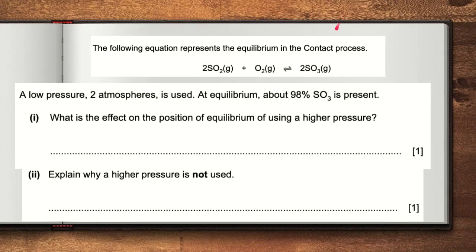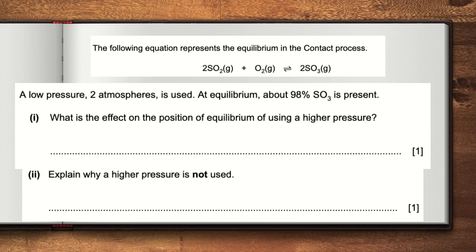This one again is about the contact process here. But again, even if we know nothing about the contact process, it really doesn't matter. We just apply the rules that we've learned. A low pressure, 2 atmospheres is used. At equilibrium, about 98% of sulfur trioxide is present. What is the effect on the position of equilibrium of using a higher pressure? Only 1 mark. So you literally have to state the effect. You don't have to explain it. And explain why a higher pressure is not used. So here, you need to give a reason for your choice because it says the word explain.